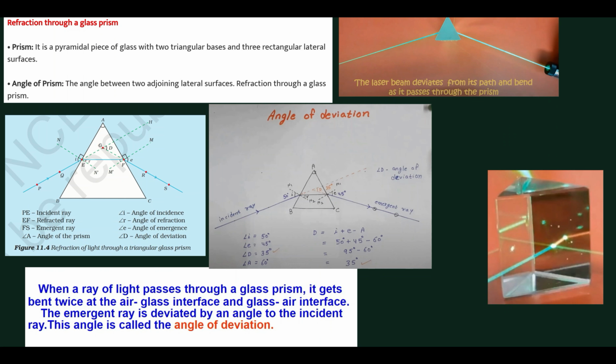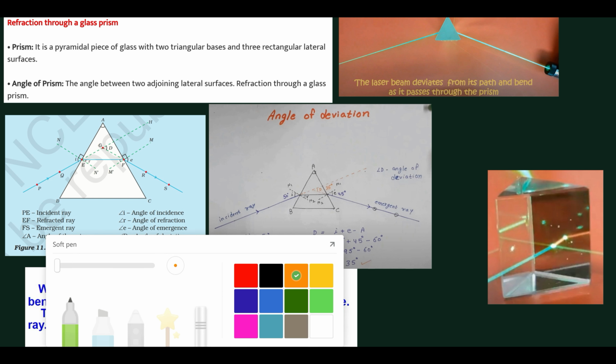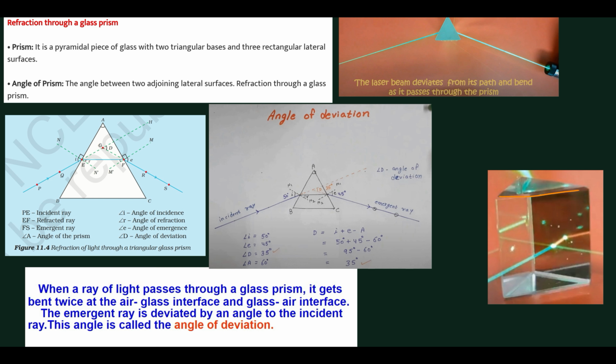Refraction through a glass prism. So prism, it is a pyramidal piece of glass with two triangular bases and three rectangular lateral surfaces. You see here, this is a glass prism and it has how many bases? Two bases. So అలాగే కింది వైపు కూడా ఒక బేస్ ఉంటుంది దీనికి, రైట్? అలాగే ఎన్ని lateral surfaces ఉంటాయి? Triangular lateral surface upward direction లో 3 rectangular lateral surfaces ఉంటాయి.